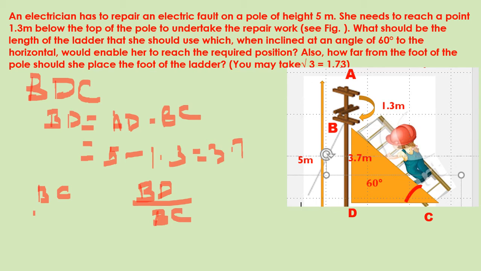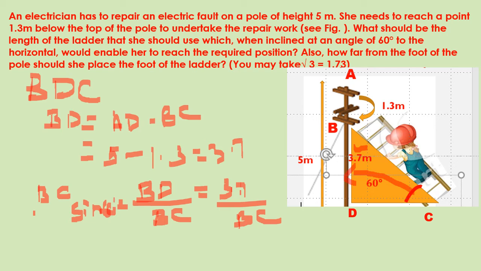As you can see, BD is the opposite of 60 degree and BC is the hypotenuse. We already have BD's value, 3.7. It's already written inside the triangle. We do not know BC, which we are going to find out. Can you recognize which angle this ratio indicates? It indicates sine 60 degree.